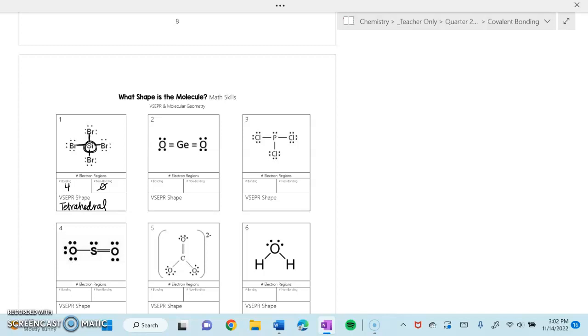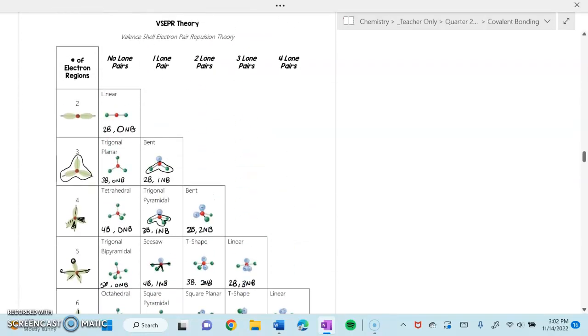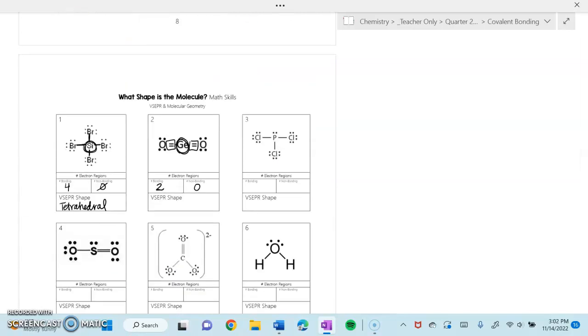Number 2, germanium is our central atom. We have bonds here and bonds here. Each of these double bonds counts as just one bonding region, not as 2, even though it's a double bond. It's just one bonding region, one location where there are electrons. So we have 2 bonding regions, 0 non-bonding regions, and then we check our chart. 2 and 0 is linear shape.